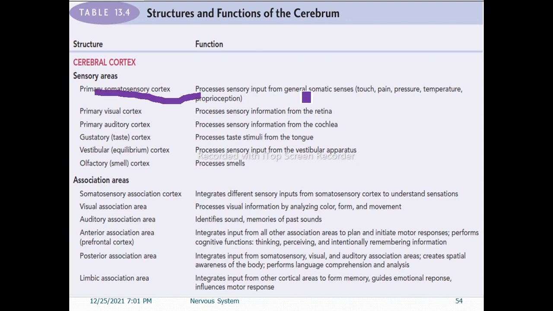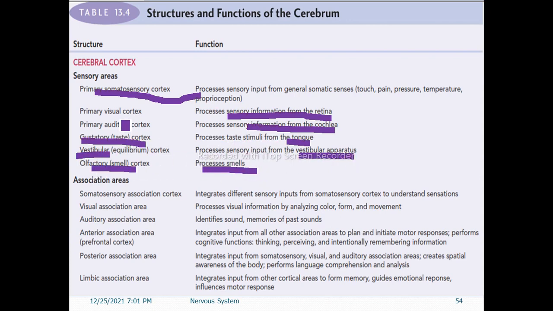The primary somatosensory cortex processes sensory input from general somatic senses like touch, pain, pressure, temperature, and proprioception. The primary visual cortex processes sensory information from the retina. The primary auditory cortex processes sensory information from the cochlea. The gustatory or taste cortex processes taste stimuli from the tongue. The vestibular or equilibrium cortex processes sensory input from the vestibular apparatus. And the olfactory cortex processes smell. These are the sensory areas and their functions.